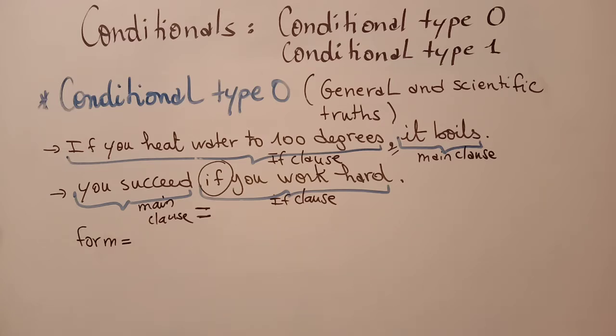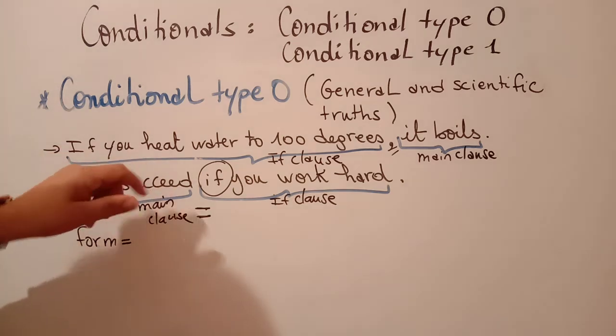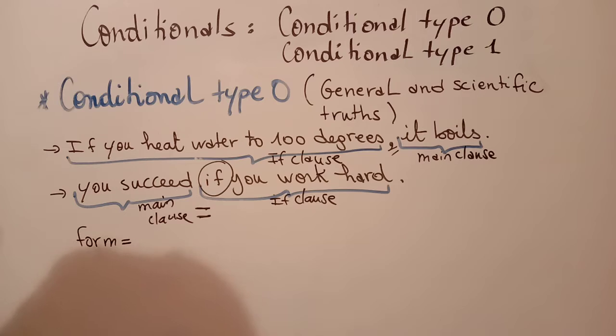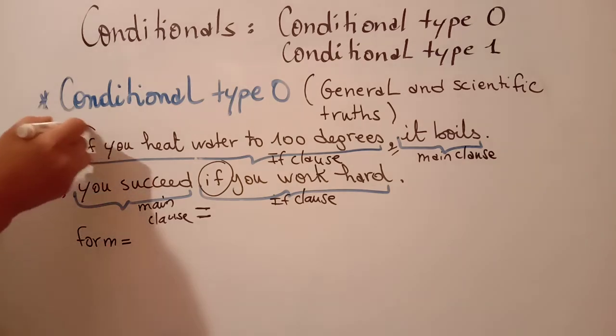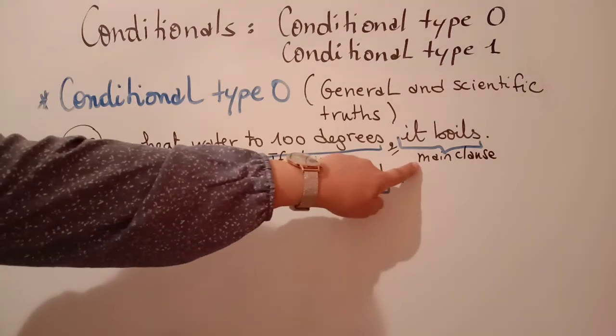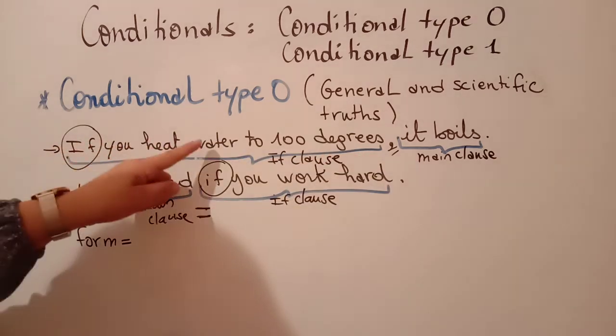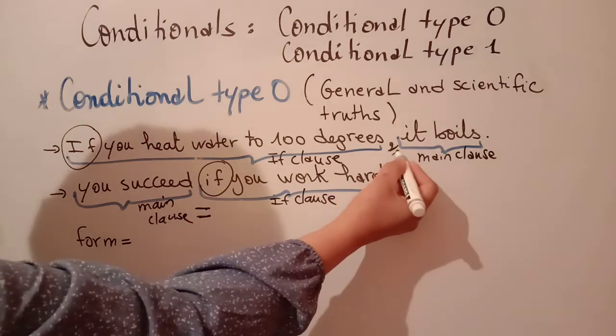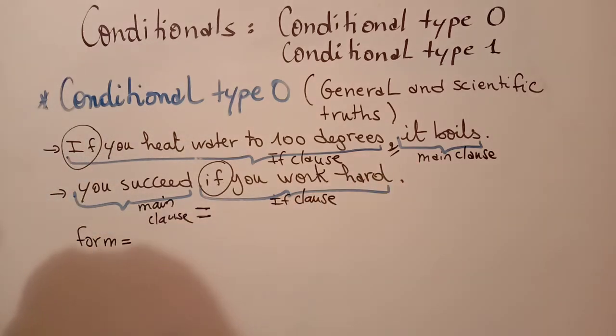Now, let's move to the form. Let's see how conditional type 0 is formulated. If you heat water to 100 degrees, it boils. As you see here, you have two sentences or two clauses. The one that starts with if is called the if clause. The other sentence is the main clause. When we start with the if clause, comma is obligatory. When you start with the main clause, if joins the two sentences.